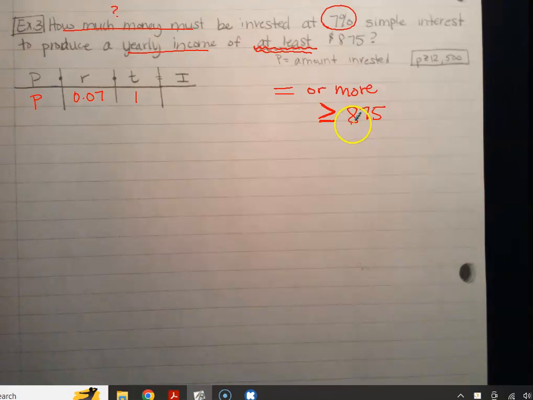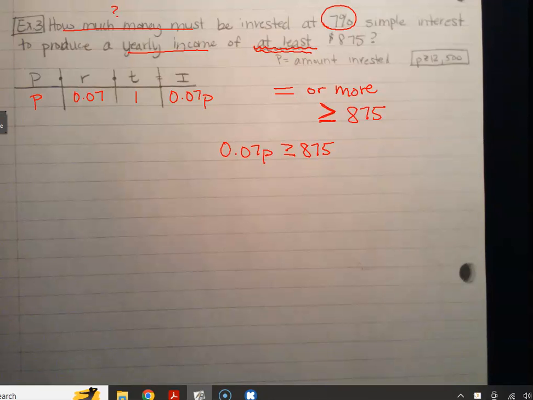So is this the number I'm going to put in my interest? No, it's not. Because remember, this is a formula. My principal times my rate times the time is going to give me an expression to put in here. So this is equal to 0.07p. And then we're saying this expression has to be greater than or equal to 875. So 0.07p is greater than or equal to 875. And then we need to solve it.